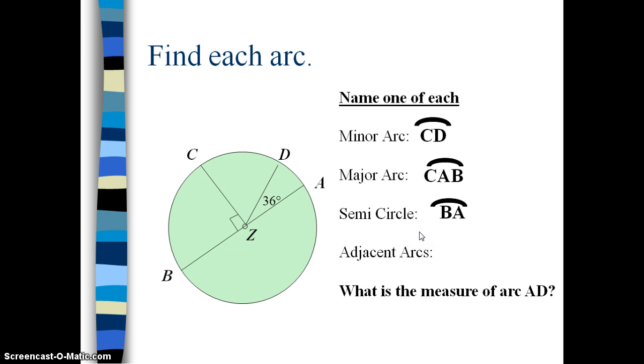Semicircle, you could have BA right here. That's a semicircle. Adjacent arcs. BC is adjacent or next to CA. You also could have done CD and DA. That would be another option. What is the measure of arc AD? Well, the arc is going to be the same as the angle, so it's going to be 36. And that's it for today.